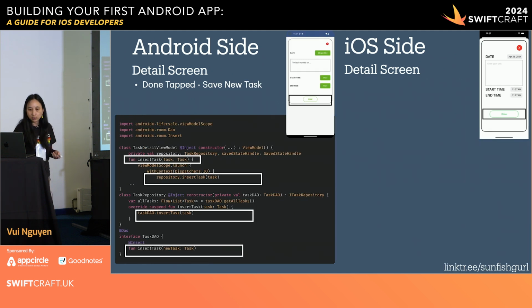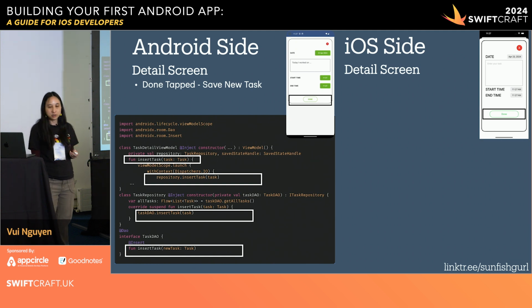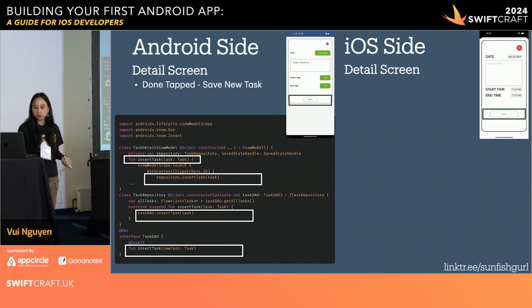So for iOS, we're already done with adding the new task in the previous slide, so there's nothing more to show here. But for Android, as I said, there's more. So in the view model, we insert the task into the repository, which is an instance of the Room database. And as mentioned before, this is done as an asynchronous operation. And then inserting into the repository calls up the database access object, which then inserts the task object into the database for us.